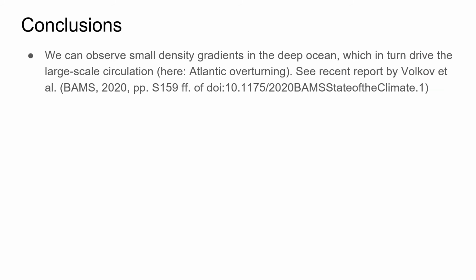In conclusion, we can observe small density gradients in the deep ocean with moorings, and have continuous time series of over a decade duration. These density gradients drive large-scale ocean circulation, such as the Atlantic meridional overturning. For reference, the most recent report that shows the data seen here is from 2020 by Denis Volkov and co-authors.